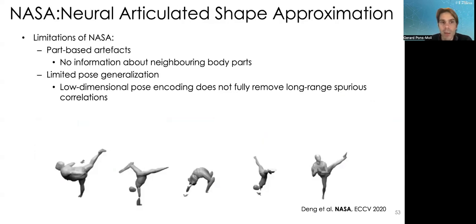One problem of NASA was that it needs to map the points back to the canonical space, and basically it had part-based artifacts, and it had a limited ability to generalize to new poses. So this low-dimensional pose encoding does not fully remove these long-range spurious correlations. And so when the poses are very far away from the training distribution, then this model will fail.